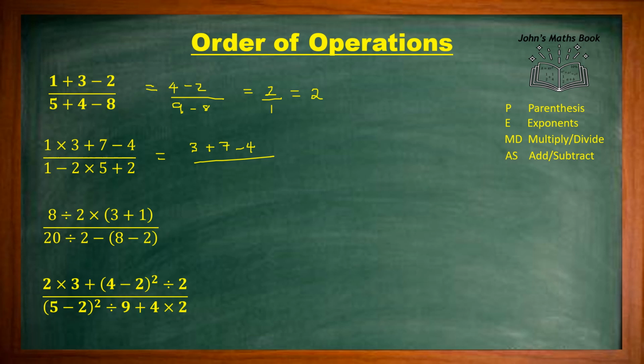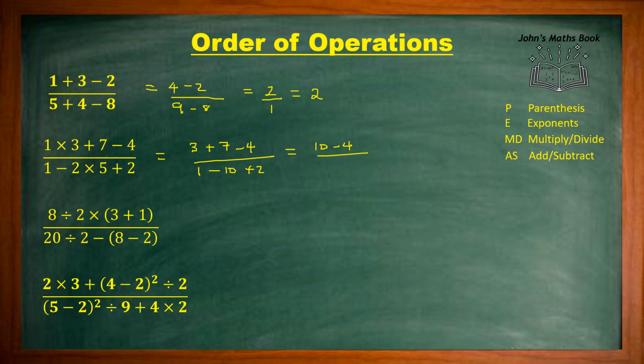So we have a multiplication, addition, and a subtraction. Now multiplication takes precedence, so let's do the multiplication first. So that leaves 1 minus 2 times 5, which is minus 10, plus 2. If we go back to the numerator, we have 3 plus 7 minus 4, so we have an addition and a subtraction, both of equal status, so we just work from left to right. So 3 plus 7 is 10 minus 4, and that's all divided by 1 minus 10 plus 2 in the denominator.